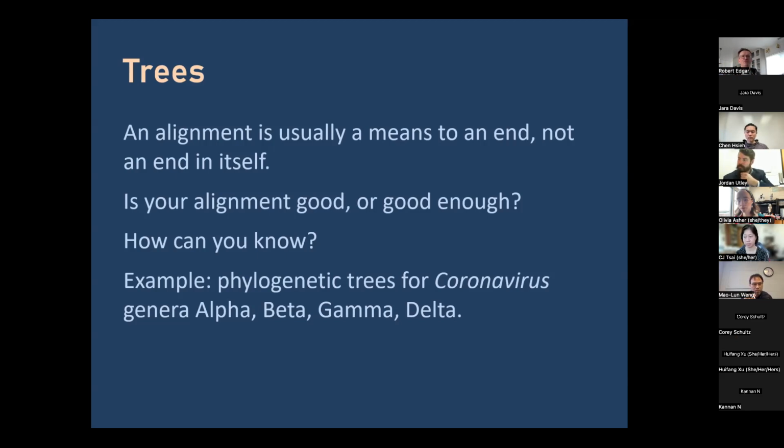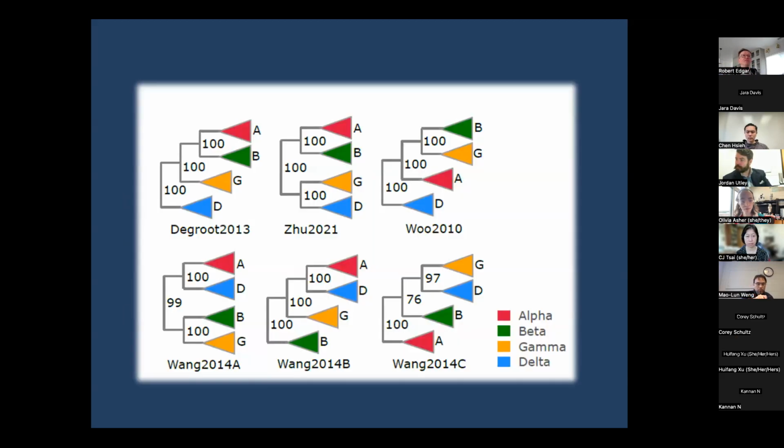And so I went around the literature and I pulled some trees. ABDG is alpha, beta, gamma, delta here. And you can see that out of 6 trees I found in the literature, none of them agree with each other, but they all have very high confidence levels.